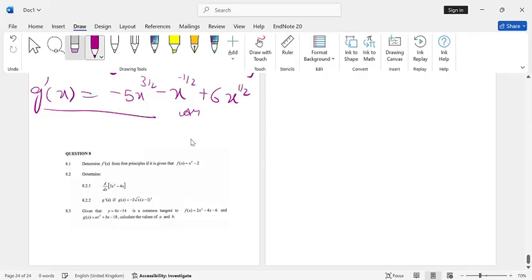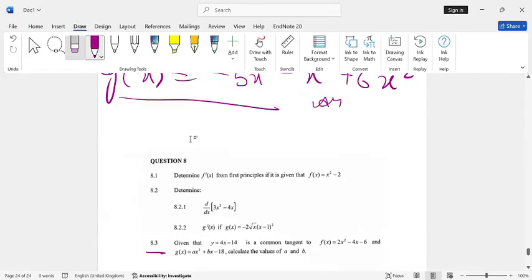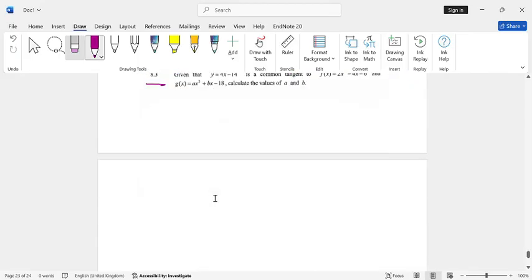So as you can see, the 8.3 question is: given that y equals 4x minus 14 is a common tangent to f of x equals 2x squared minus 4x minus 6, and g of x is ax squared plus bx minus 18, calculate the values of a and b. I'm going to calculate the values of a and b from these equations. So I'm just writing over here.